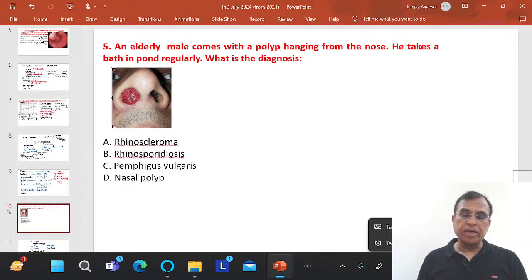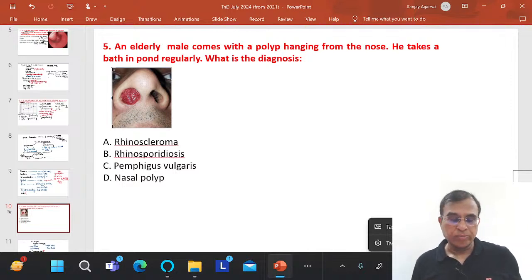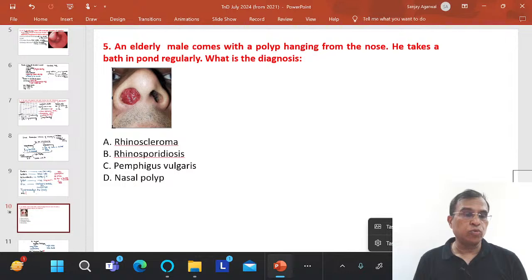An elderly male comes with a polyp hanging from the nose. He takes a bath in the pond regularly. What is the diagnosis? So you can see this polyp-like thing in the elderly male, and by looking at the image you have to make a diagnosis: rhinoscleroma, rhinosporidiosis, pemphigus vulgaris, or nasal polyp. And I can see a lot of B's. Somudra says B, Sukuna says B, Somvit, AM, Deepti, Ajay, Rohita, Shivkumar, and others.